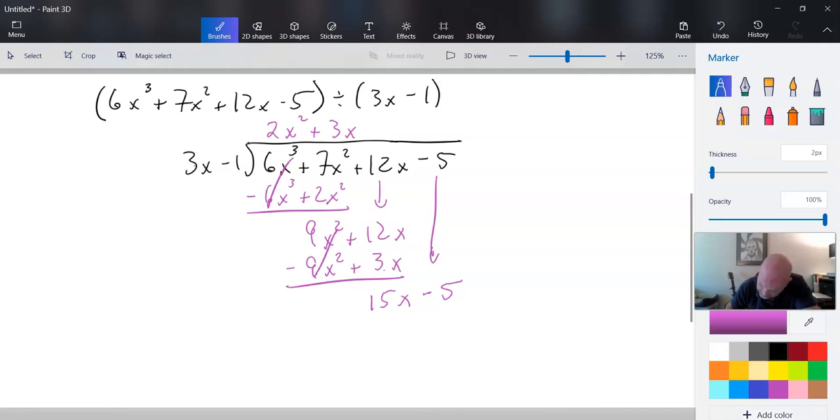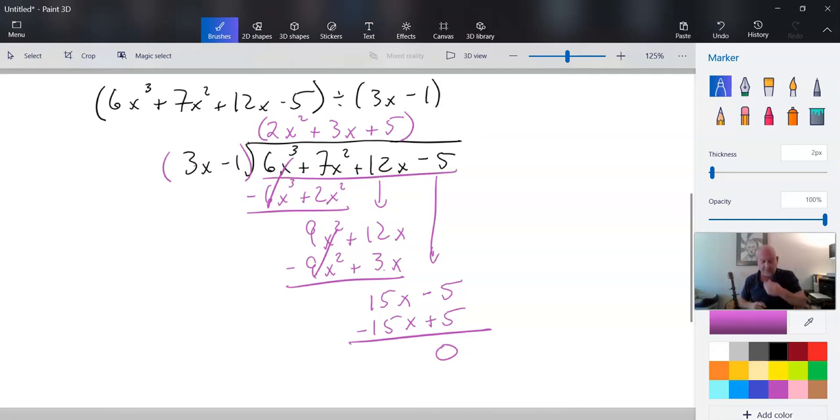So 3x times 5 gives me 15x. So that gives me minus 15x. And then 5 times negative 1 is negative 5, but we're changing the signs. And that means I have a remainder of 0, which means it goes in evenly. And what that means is both of these things are factors of that original polynomial.